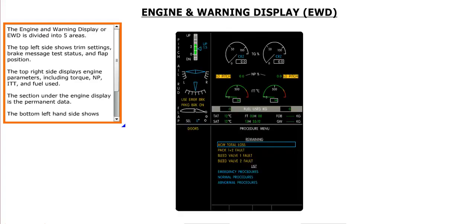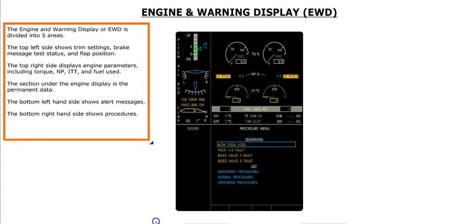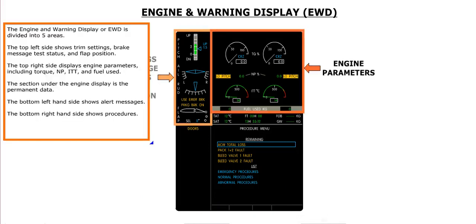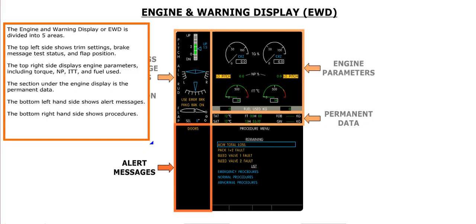The engine and warning display, or EWD, is divided into 5 areas. The top left side shows trim settings, brake message test status, and flap position. The top right side displays engine parameters, including torque, NP, ITT, and fuel used. The section under the engine display is the permanent data. The bottom left-hand side shows alert messages. The bottom right-hand side shows procedures.